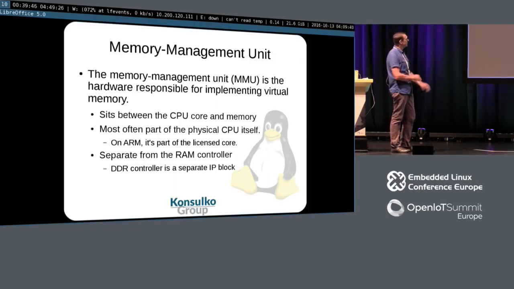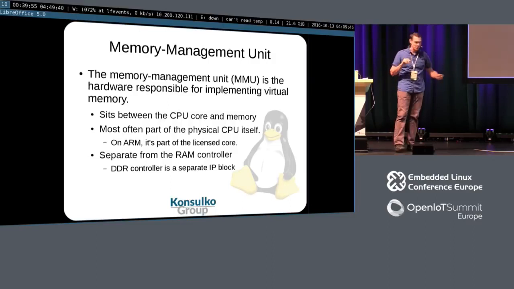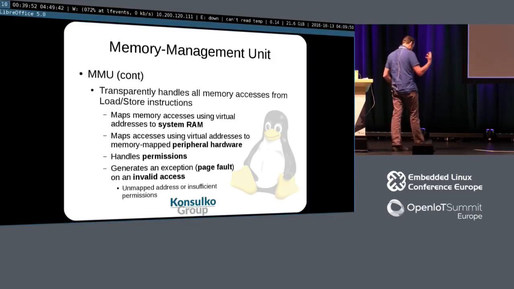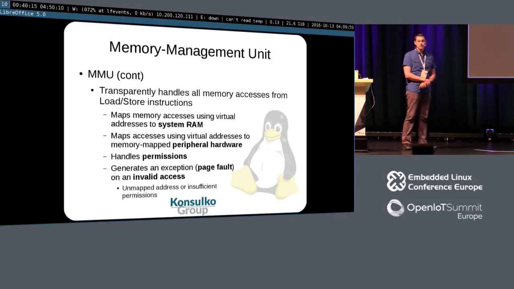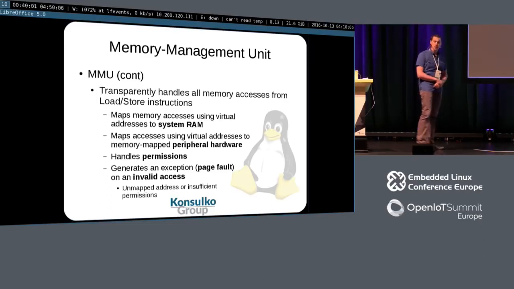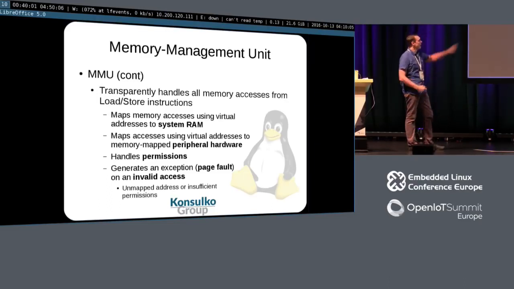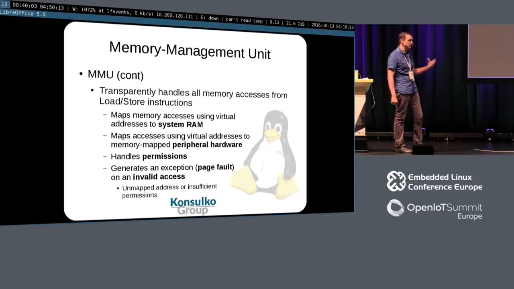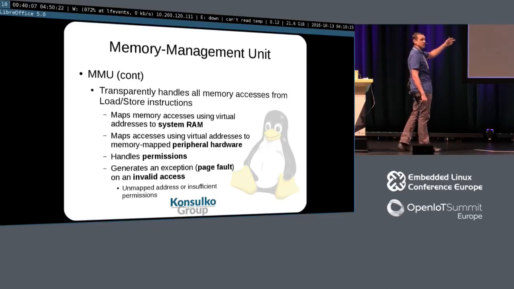The one thing to keep in mind is that the RAM controller is a separate piece. So you've got an MMU, and the DDR controller is going to be a separate IP block, tightly coupled though. And what does an MMU do? It does that magic of transparently handling the translation of those load store instructions into physical addresses. So we map the memory accesses, the virtual addresses, to our system RAM, that physical address space we talked about. Same thing with peripheral hardware, it's no different from its point of view.